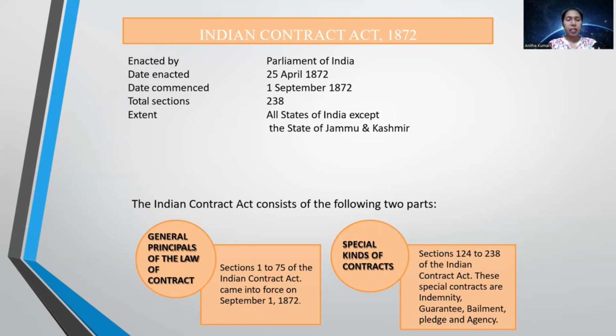The Indian Contract Act 1872 was enacted by the Parliament of India on April 25th, 1872, and commenced on 1st September 1872. The total number of sections is 238, and it extends to all states of India except the state of Jammu and Kashmir.